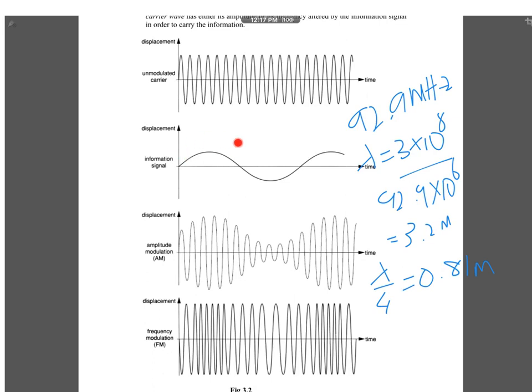When you have positive displacements, I will make the amplitude bigger. When you have negative displacements, I will make this amplitude smaller. So I will keep adjusting this amplitude according to my information signal. So the more positive the displacement, the bigger the amplitude will vary. The more negative the displacement, the smaller the amplitude I will create.